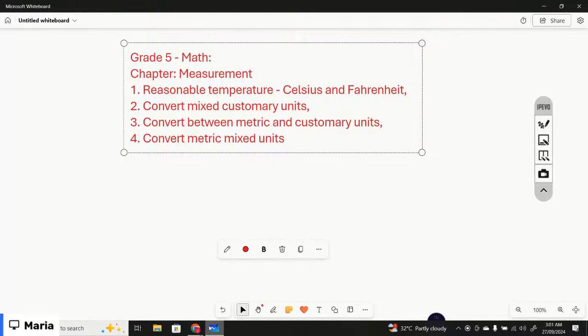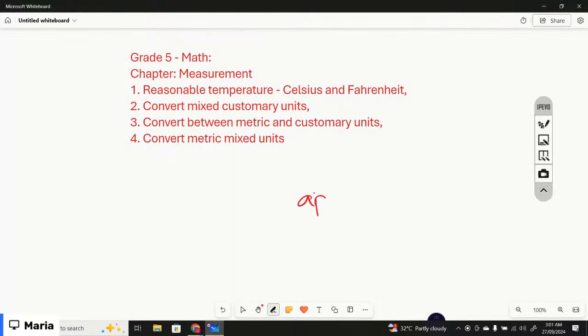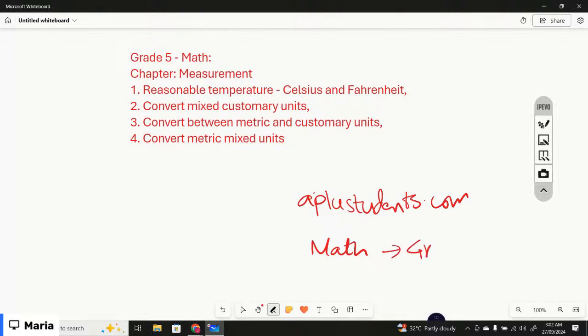We are here for grade 5 math. You can find all the lessons on aplusstudents.com. You have to log in there using your email address, and the password is provided by the administrator. Then select math from the subject tab, scroll down to grade 5 math, and click on view all lessons. There you can find a list of the chapters.